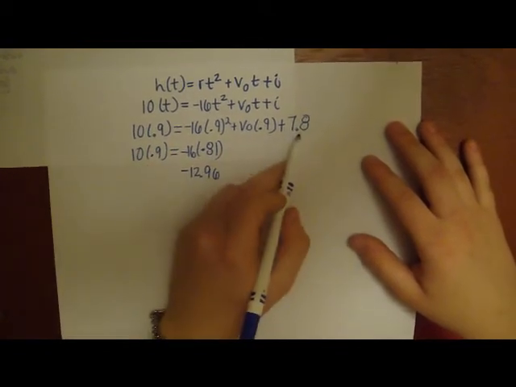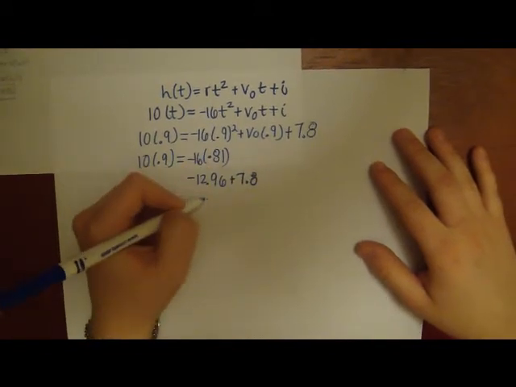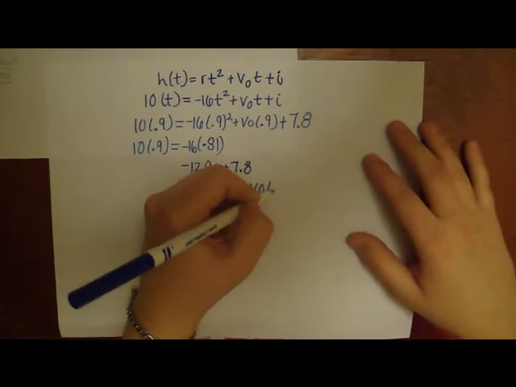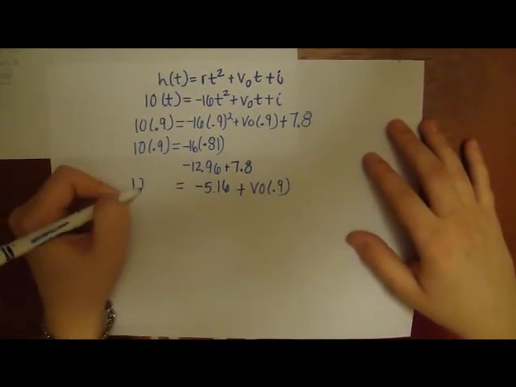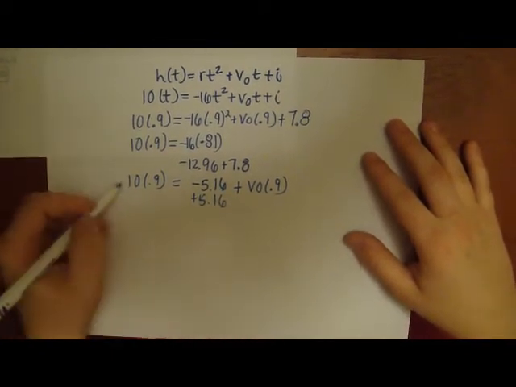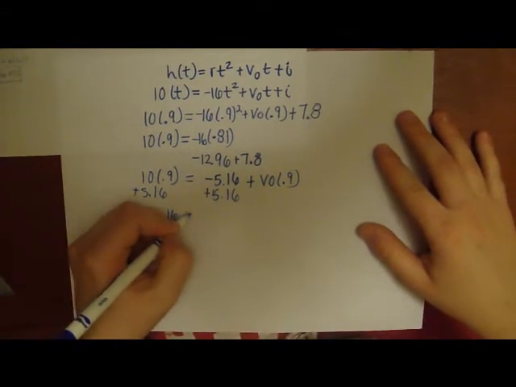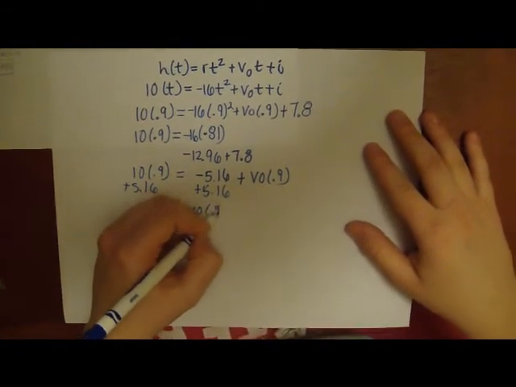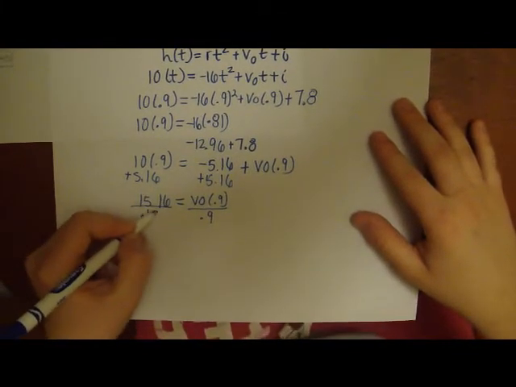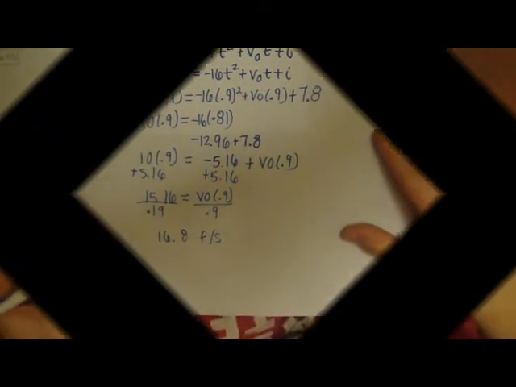And we have to add the 7.8, which equals -5.16. And then we still have the velocity all equal to 10. Now you have to add 5.16 to both sides, which equals 15.16, all equal to the velocity. Now to solve for velocity, divide both sides by 0.9 and it equals 16.8 feet per second.